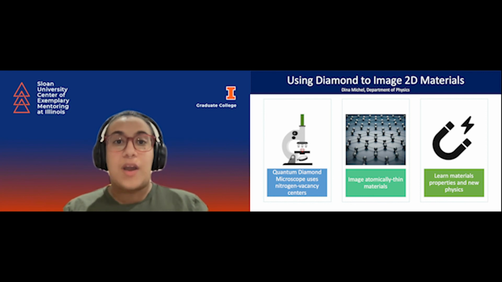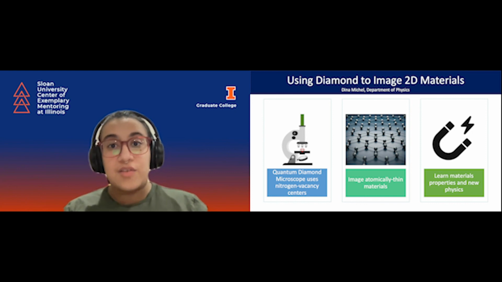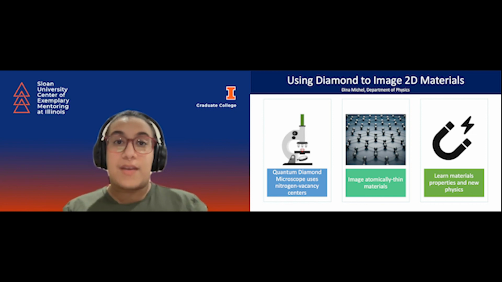So to review, I will be using and constructing in collaboration a quantum diamond microscope, which takes advantage of a particular defect in diamond, nitrogen vacancy centers, to study single atom thick magnetic materials. And who knew that along the way, I would come to learn that diamonds really are a physicist's best friend.